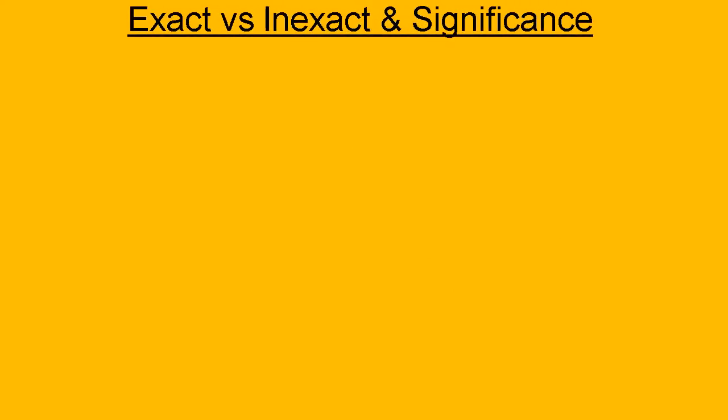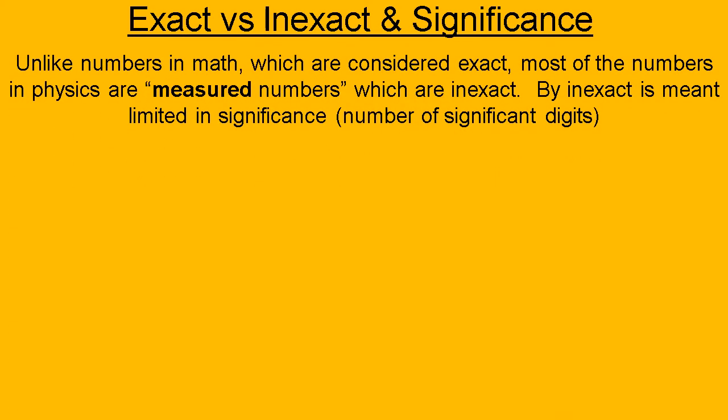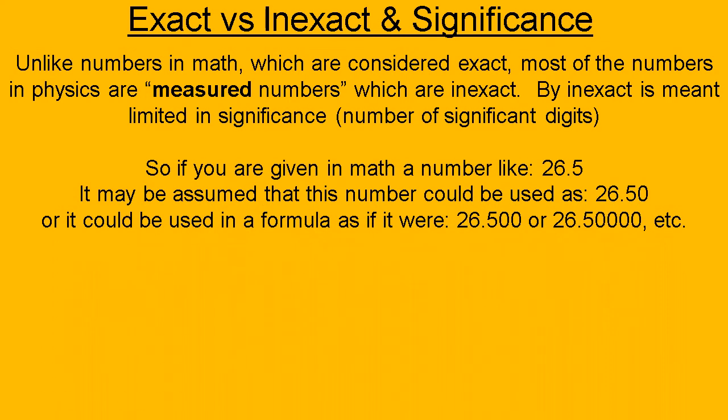Okay, so what is the big difference in numbers in physics? Well, one of them is that in physics, unlike the numbers in math, which are considered exact, most of the numbers in physics are measured numbers, which are inexact. By inexact is meant limited in significance. In other words, the number of significant digits.